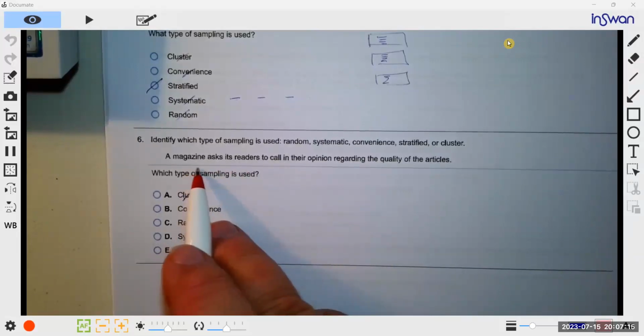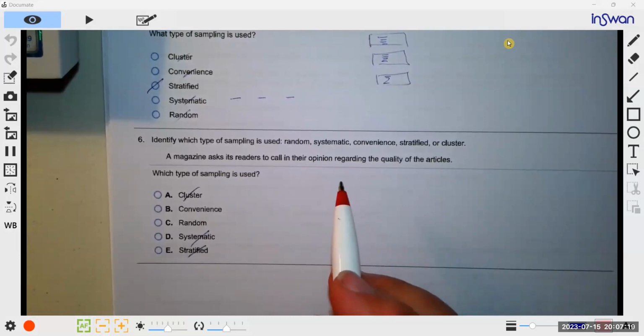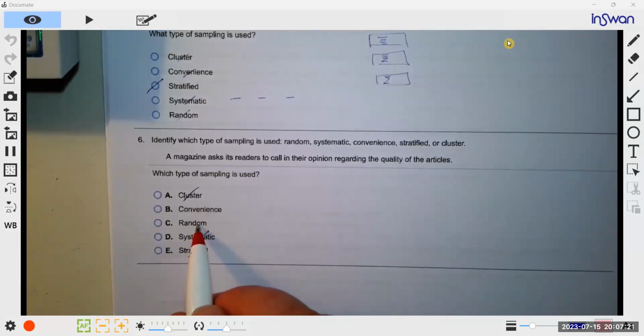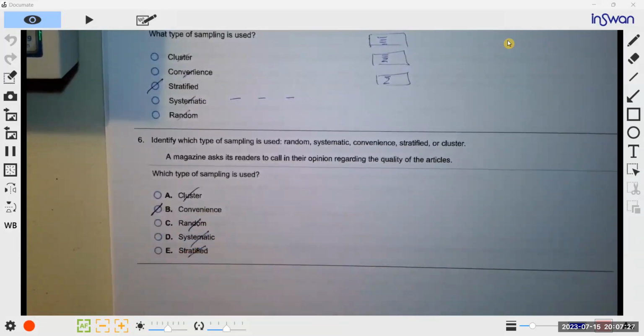All the magazine did was ask them to call in. They don't have to do anything else. So the randomness is up to the people, not to the magazine. So it's not random. So it's convenience sampling.